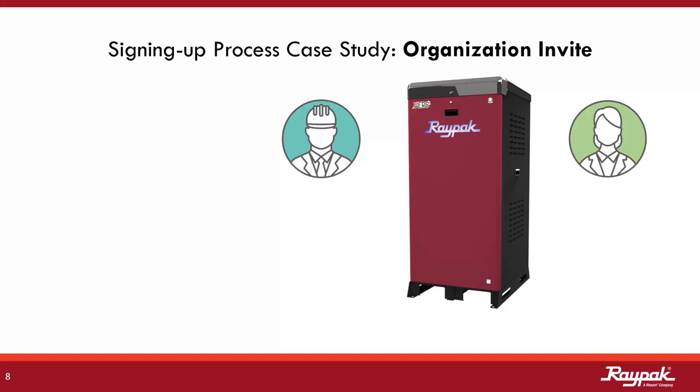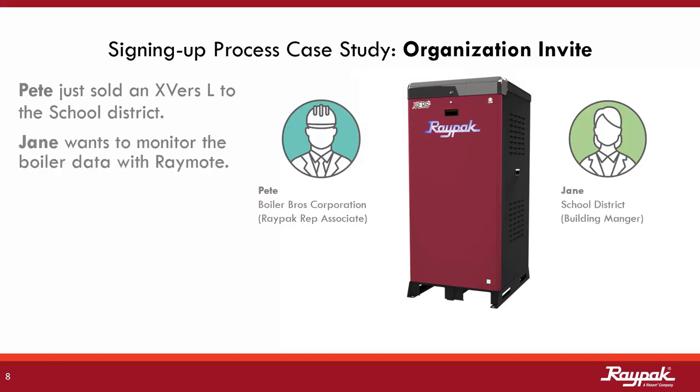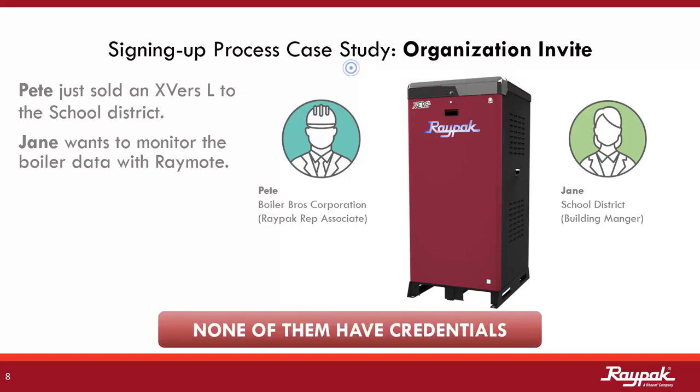Let's review this sign-up process case study. This is a typical situation where, for example, we have Pete that just sold an Expert unit to a school district. Pete belongs to a specific group of a corporation, in this case, Boiler Bros, and he's a Raypak rep associate. Jane, on the other hand, is a school district manager. She's in charge of the boiler room, basically, of that particular site.